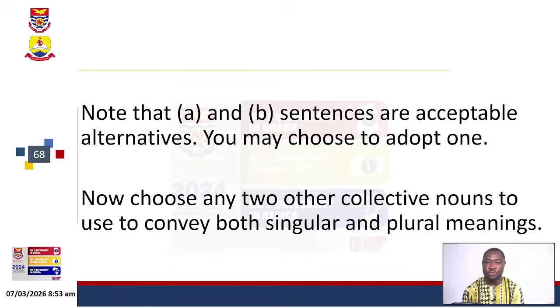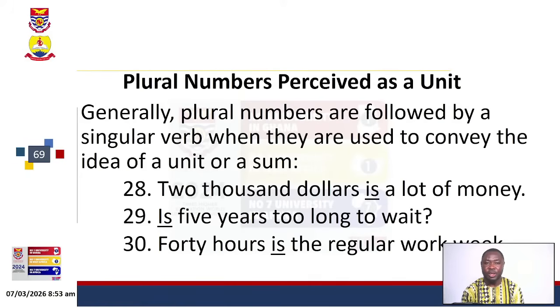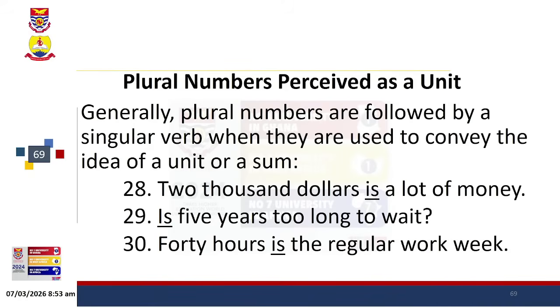Now choose any two other collective nouns to use to convey both singular and then plural meanings. I hope you are able to do that. Now let's look at plural numbers that are perceived as a unit. Generally, plural numbers are followed by a singular verb when they are used to convey the idea of a unit or a sum.